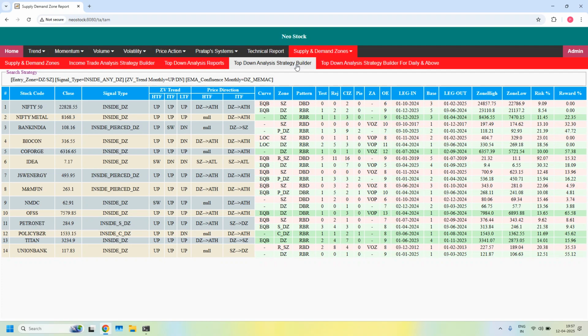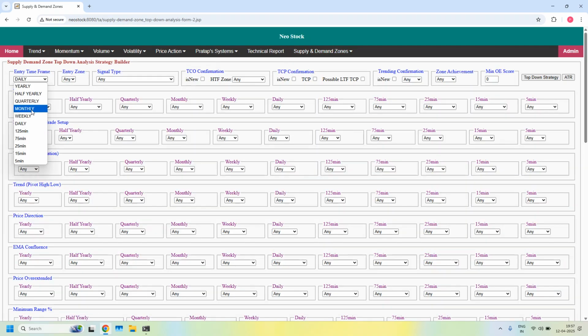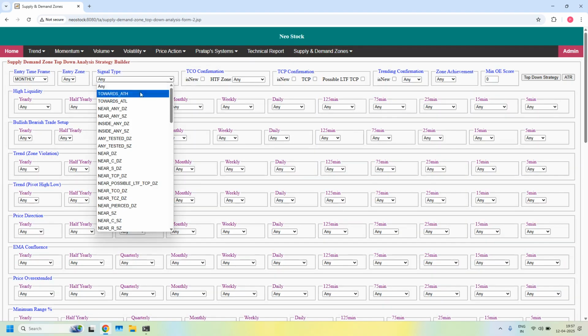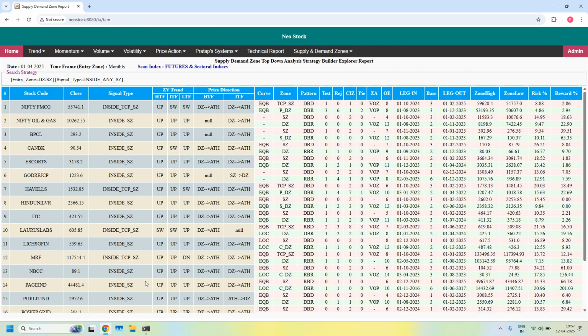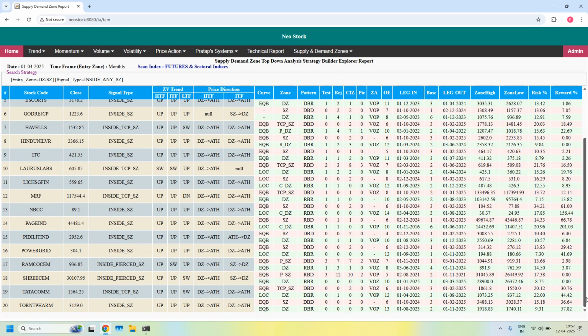Okay, next, monthly time frame. Price closed inside the monthly supply zone. First 15 stocks in the list. And I am scrolling the list down. Total 20 stocks are filtered.